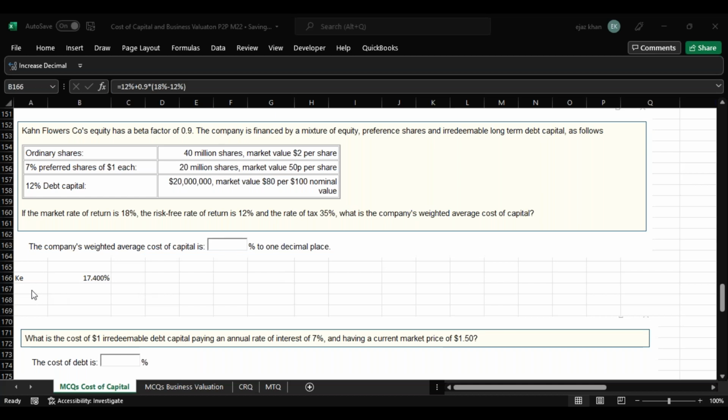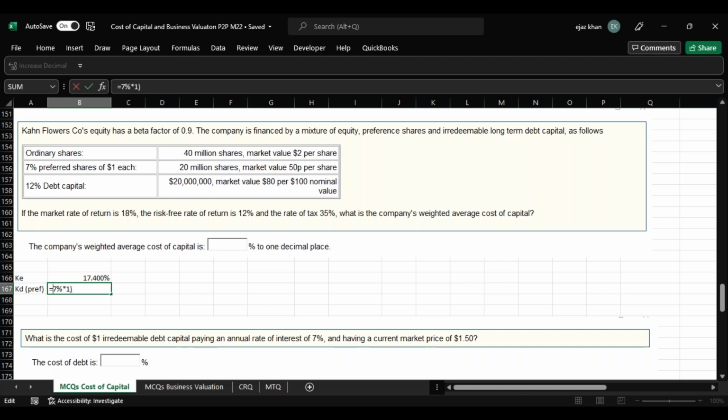Then we need to find the cost of preference shares. Preference shares of $1 each, 20 million shares, market value 50. Preference shares and irredeemable long-term debt capital. They haven't mentioned anything about the preference shares, so we have to assume that these are also irredeemable. So the rate is 7% and par value is $1. So 7% into $1.